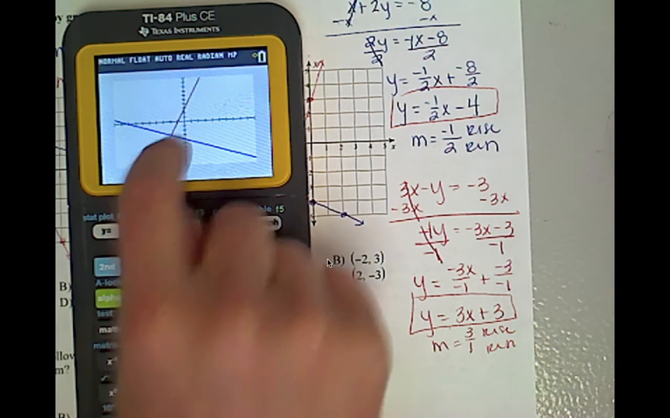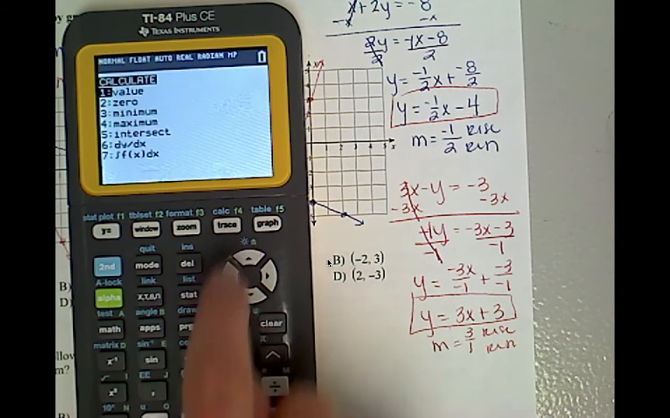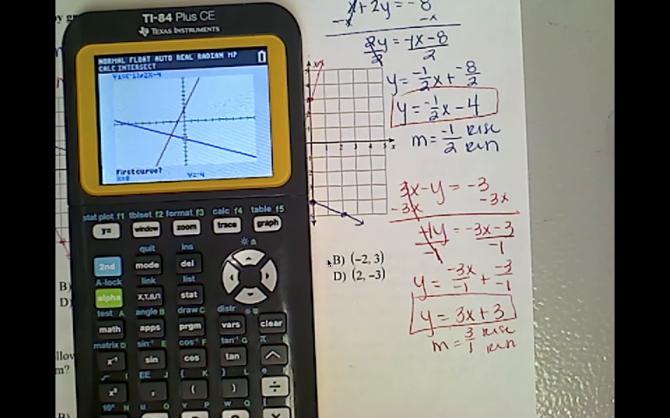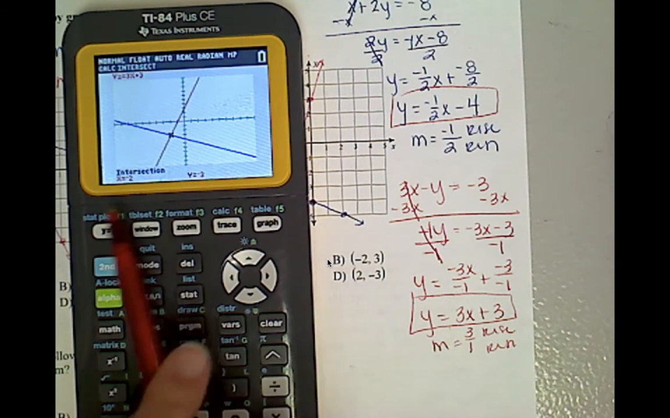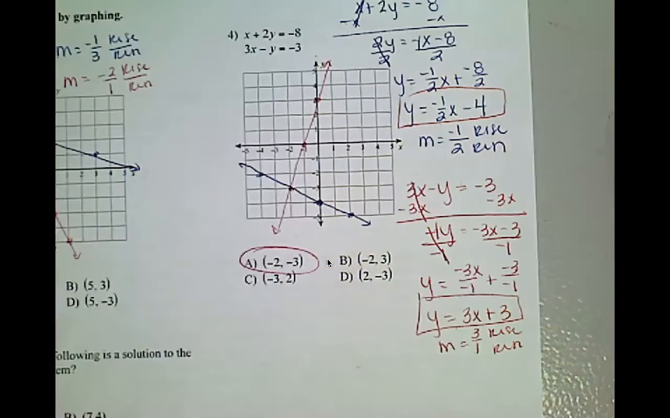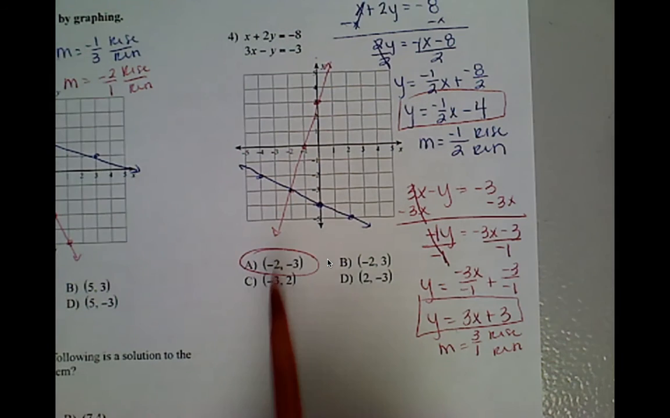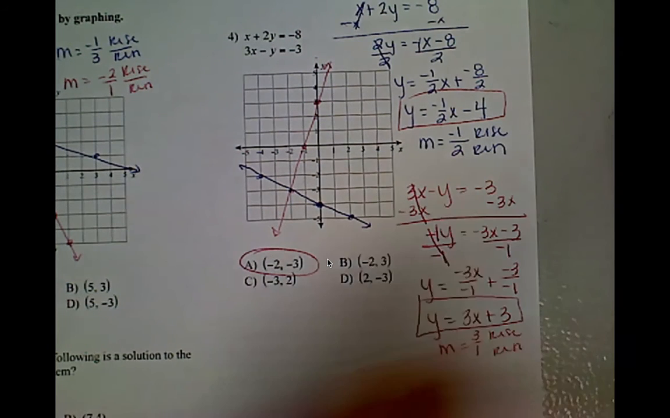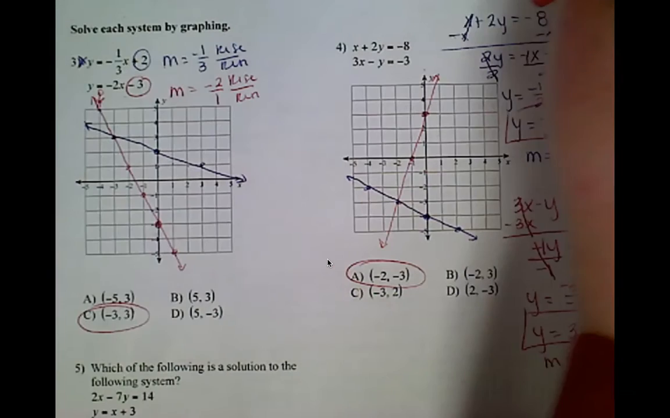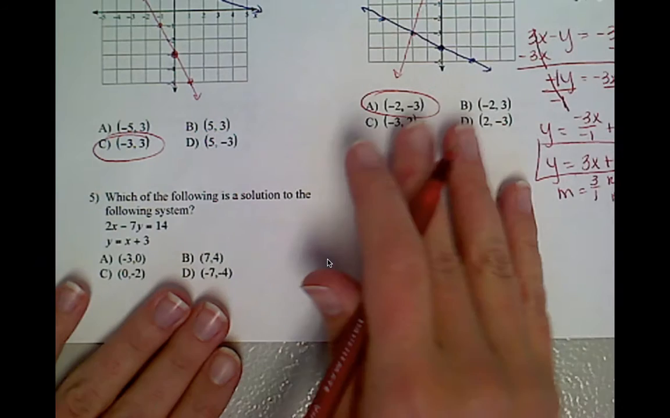So if I want to find that intersection right there, second, calc, option 5 says intersect, enter. And at the bottom it says negative 2, negative 3, which is exactly what we have on our answer choice right there. So that's how you don't miss those. You check them in your calculator, okay? And I'm going to show you another method later on in the video clip.